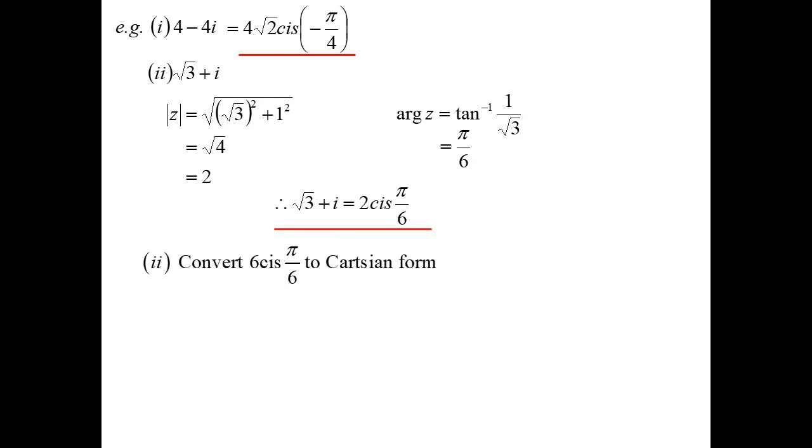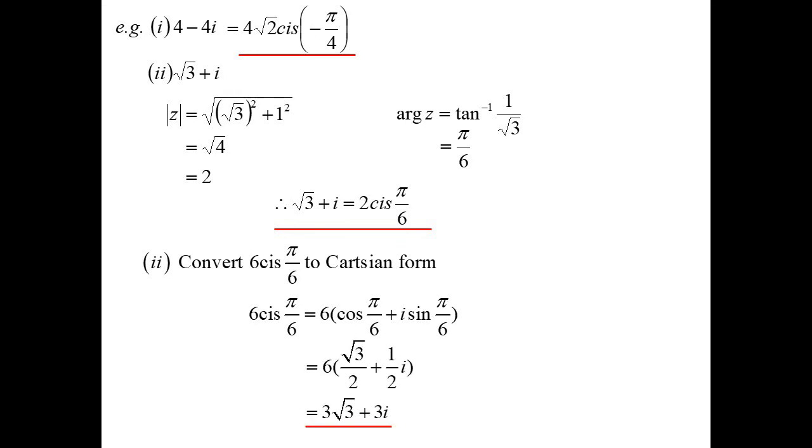If I want to go back the other way, they've given me 6 cis pi on 6, but to convert it, it's much easier to think of it as the actual cos theta plus i sine theta. Cos of pi on 6, what's that? Root 3 on 2? Yeah. So we sub in, we've got root 3 on 2, and sine of pi on 6 is a half. Expand out, there's our answer, 3 root 3 plus 3i.